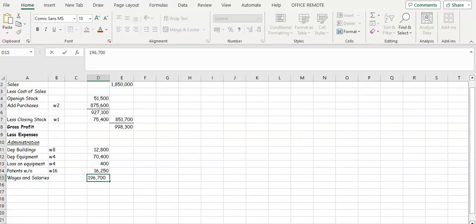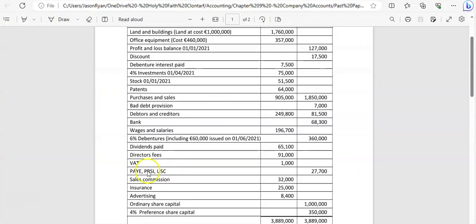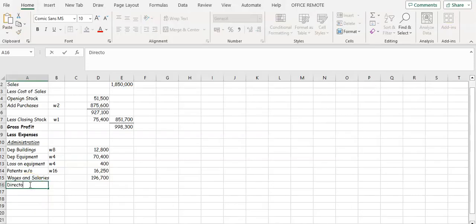196,700. Then we go back to the trial balance and keep working down. So wages and salaries, debentures and finance. Dividends paid is going to be in your appropriation. Directors' fees, the next one, 91,000. So directors' fees.